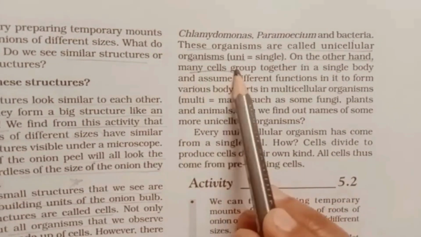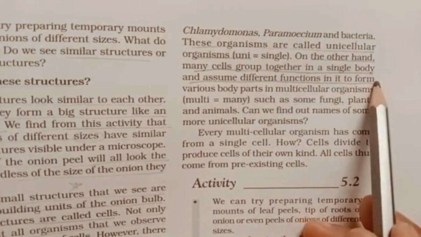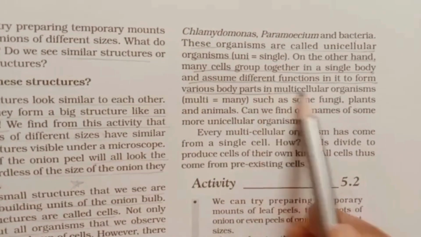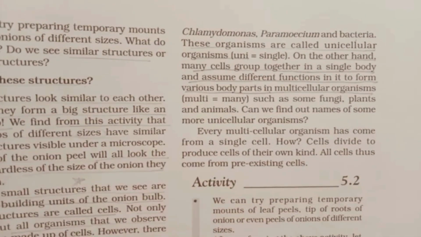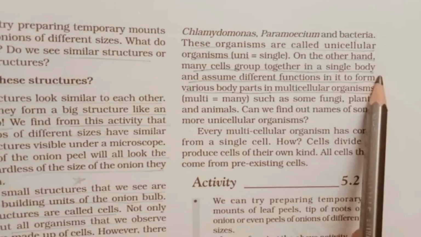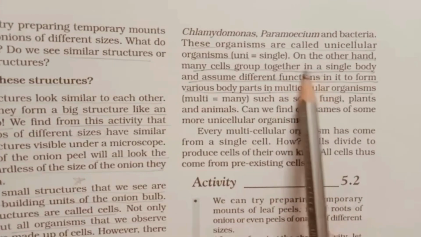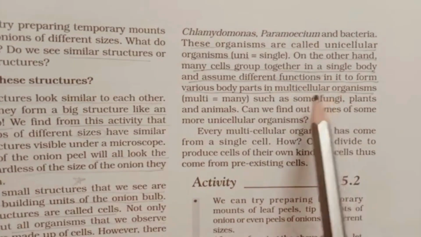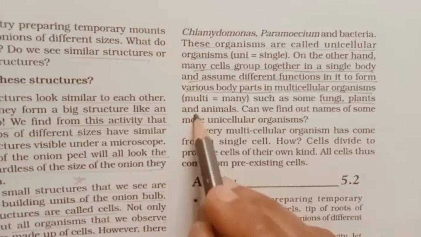On the other hand, many cells group together in a single body, and they assume different functions in the form of various body parts in a multicellular organism. So what is a multicellular organism? Multicellular organisms are those organisms which are made up of many multiple cells, like us, human beings are multicellular. Now what is special in us? What is special is that our body cells club together and perform a similar function. So they make an organ system, and that organ system makes multicellular organisms very unique. Examples of multicellular are fungi, plants and animals.